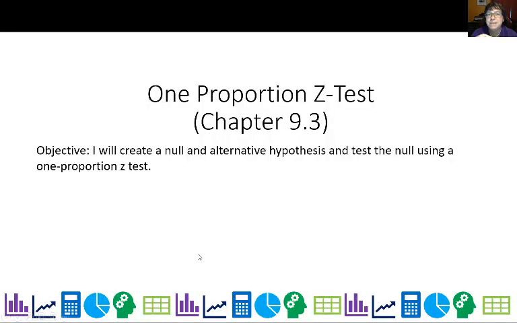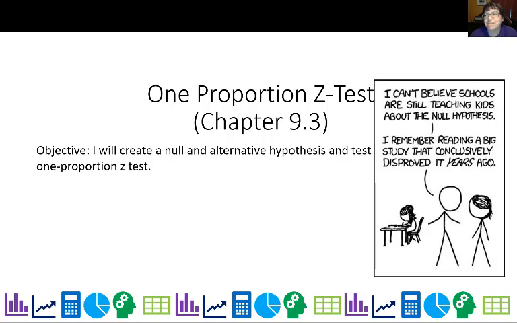So far we've been testing hypotheses for means or averages. Now we're going to look at proportions. So we will have our null hypothesis and our alternate hypothesis, which brings up one of my favorite cartoons.